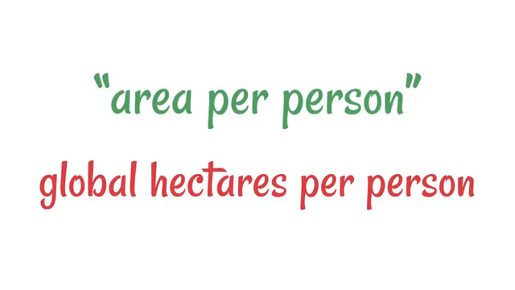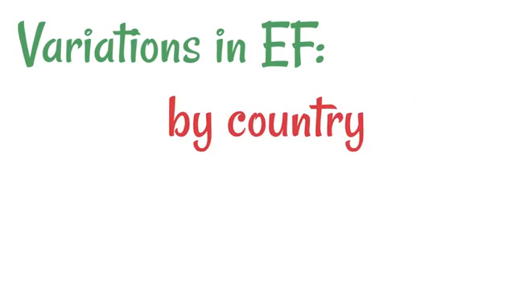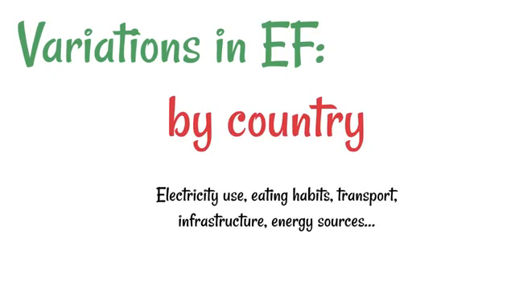It's always measured in an area per person, and a common and convenient way to do this is global hectares per person. There are a lot of variations in the ecological footprint. It can vary by country because in different nations there are different amounts of electricity use. There are different eating habits and transport methods, all sorts of different things that influence the average ecological footprint of a person in a country.